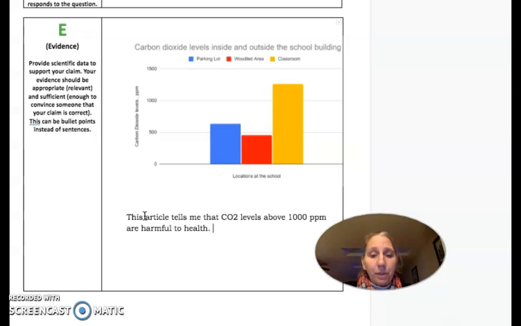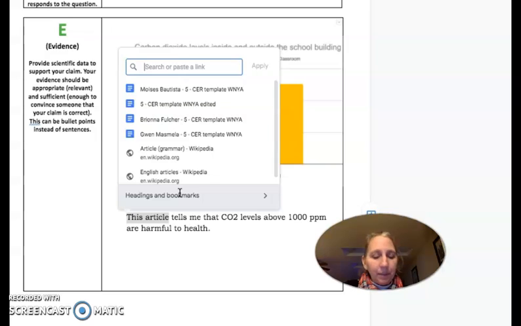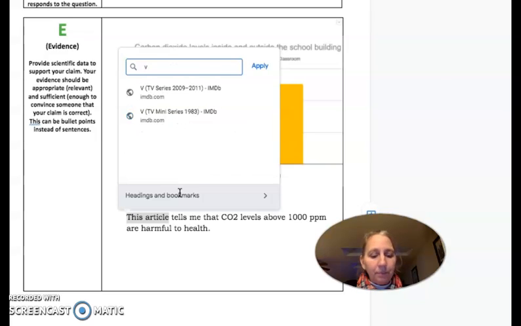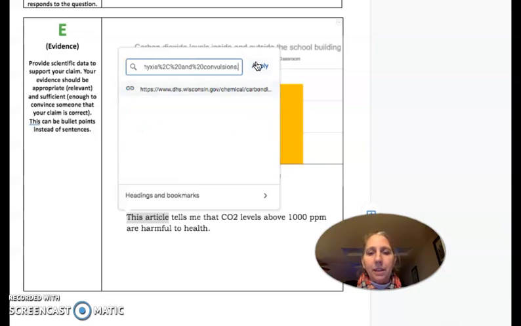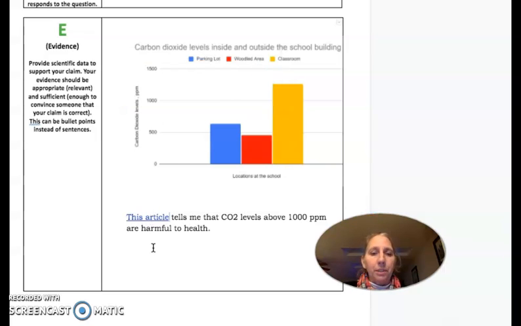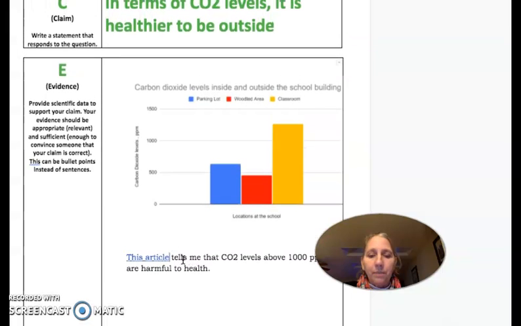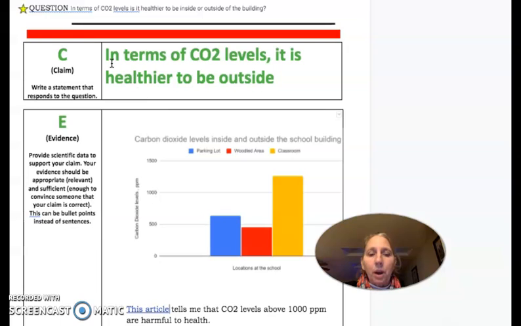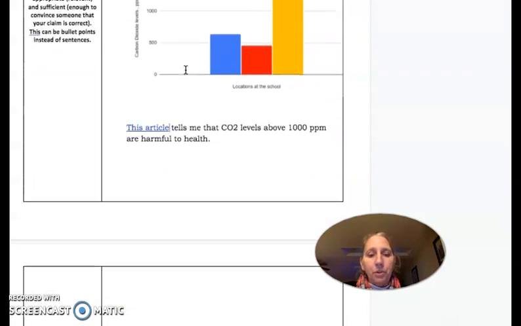Back in the CER, I have written another piece of evidence that this article tells me that CO2 levels above 1,000 parts per million have a harmful effect, or are harmful to health. I highlight the article here, and with a Control K and a Control V, I can paste in the link to the article. So it's now hyperlinked. I now have two pieces of evidence here. Higher levels are in the classroom, and I know that CO2 levels are harmful if they're above 1,000. So our claim is now, in terms of CO2 levels, it is healthier to be outside. Make sure you understand that.